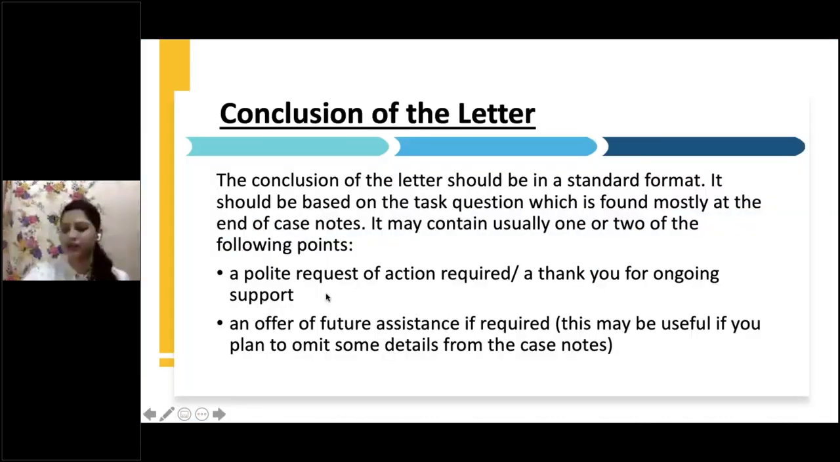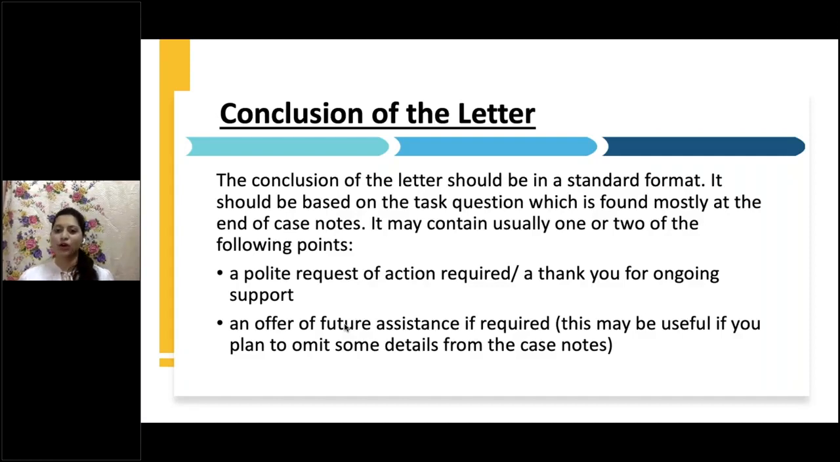So moving on, this is the last bit of the letter, that is the conclusion of the letter. The conclusion of the letter should be in a standard format. It should be based on the task question, which is found mostly at the end of the case notes. So it may contain usually one or two of the following points. That is a polite request of action required or a thank you for ongoing support.